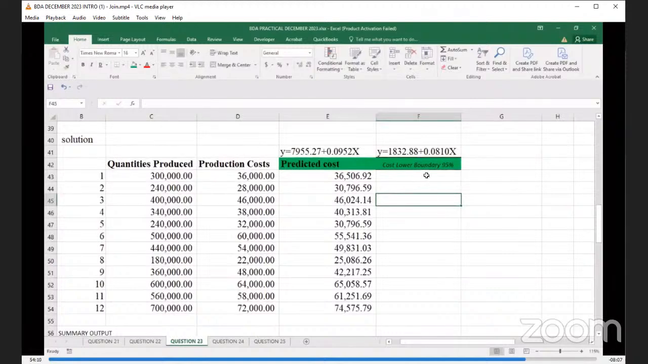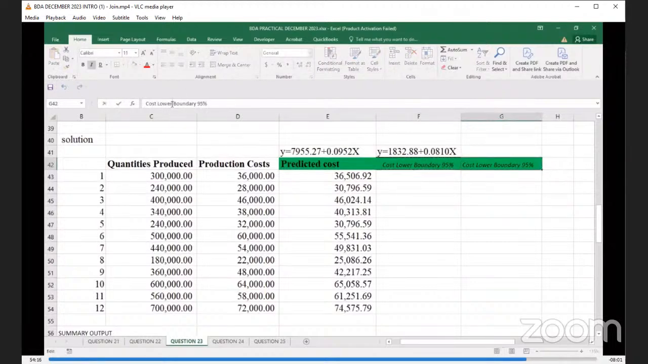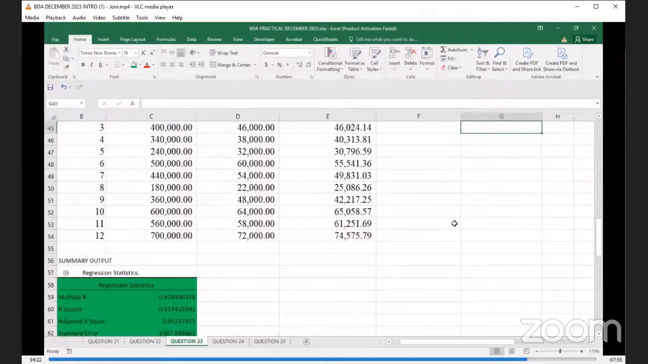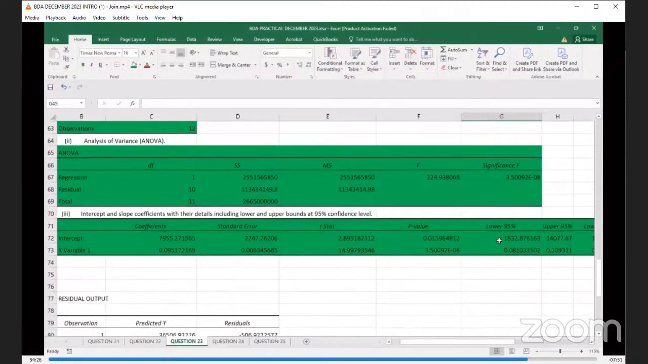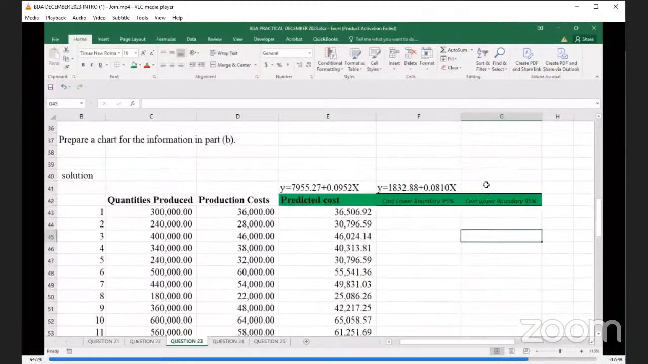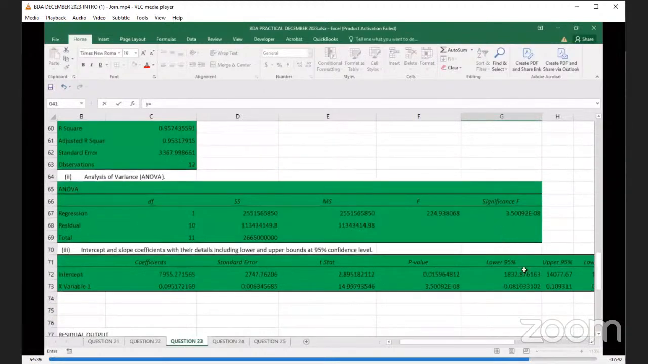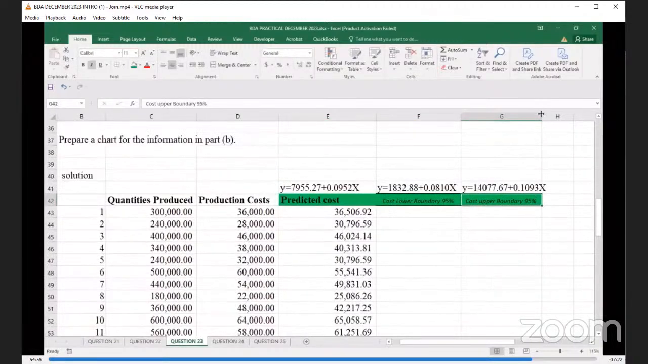The next bit: what about the cost for the upper boundary? See how easy this was. For the upper boundary, this will be very simple again. All we need to do is this: I'll check my upper boundary. So my equation will be y is equal to 14,077.67, plus 0.1093x. This is what I should be having here, so this is what we should be having as our equation.